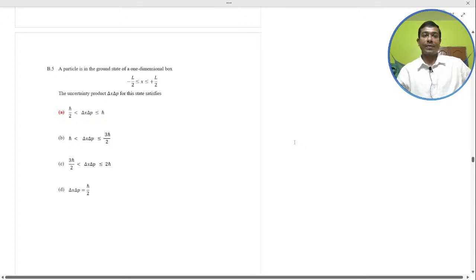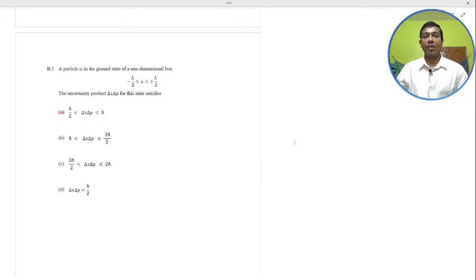A particle is in the ground state of a one-dimensional box, minus L by 2 less than or equal to x less than or equal to plus L by 2. The uncertainty product delta x delta p for this state satisfies what?